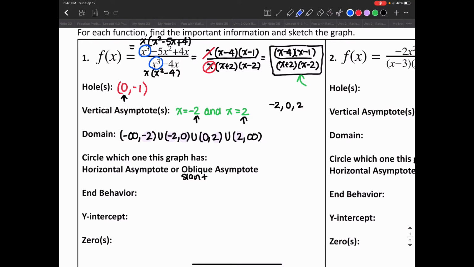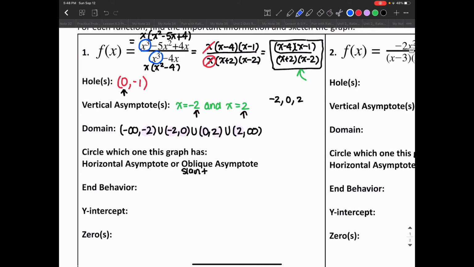That means since the numerator power is the same as the denominator power, I know that I have a horizontal asymptote. And the horizontal asymptote is y is equal to 1, since it's 1 over 1, the ratio between the coefficients. My end behavior is based off of that horizontal asymptote.